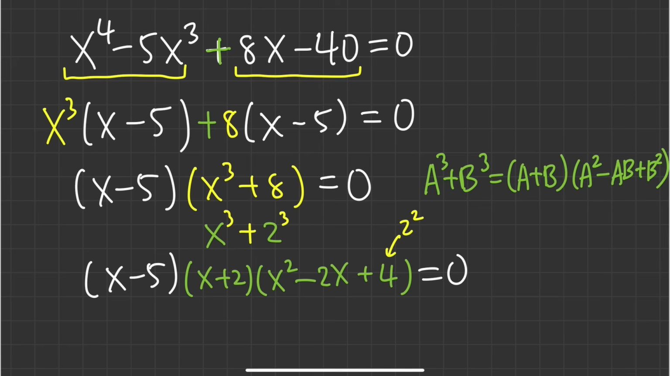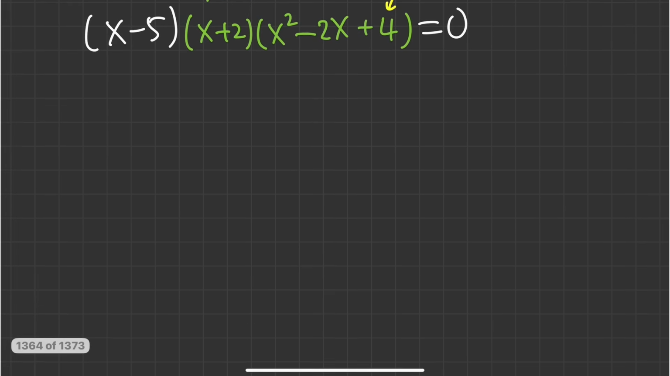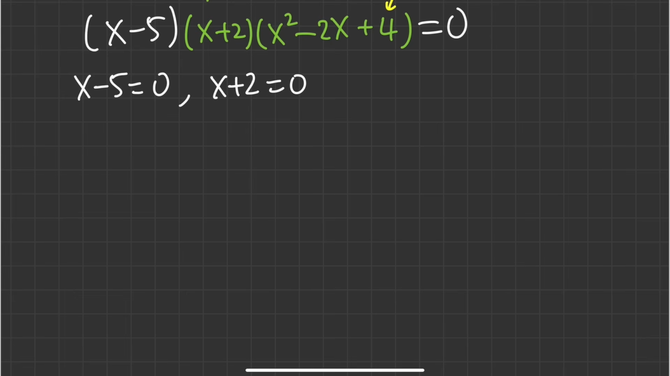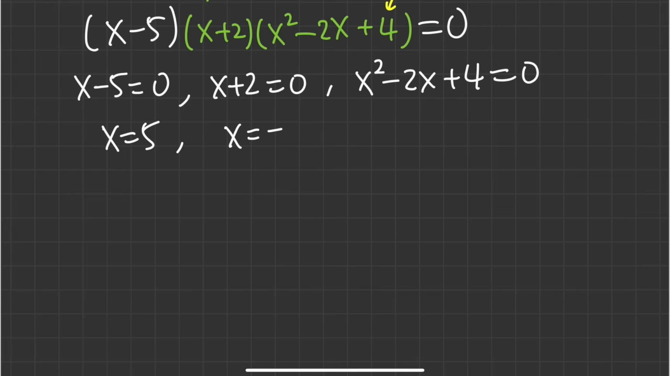But we're getting there. Now let's just focus on the factored form. Put the first one equal to 0. Put the next one equal to 0. And then for the third one, it's a quadratic. Also put it and then make it equal to 0. For the first one, just add a 5 to both sides. So x is equal to 5. For the second one, subtract 2 from both sides. x is equal to negative 2.